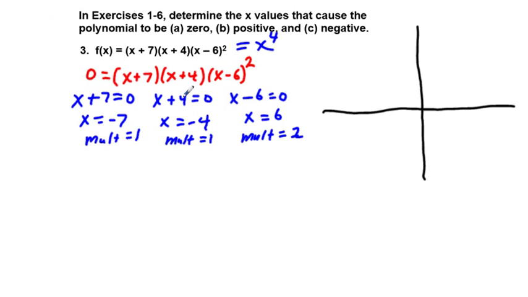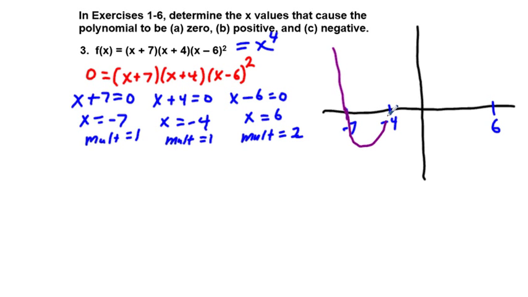Taking that into account, let's go ahead and mark the zeros on this graph. So we have -7, we have -4, and we have 6. Not quite to scale, but it'll be good enough for us. So we're coming from on high, and at this zero of -7, we have a multiplicity of 1. So we're going to come down, and we're going to cross the x-axis. Odd number of multiplicities will cross the x-axis. We'll come down, and then we're going to go up to -4.